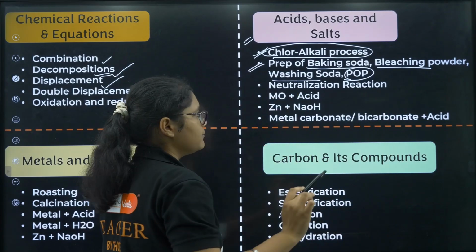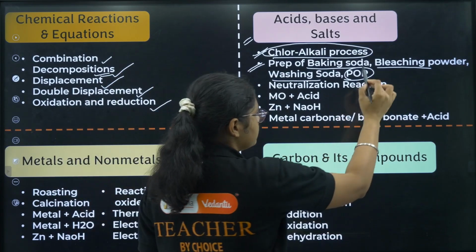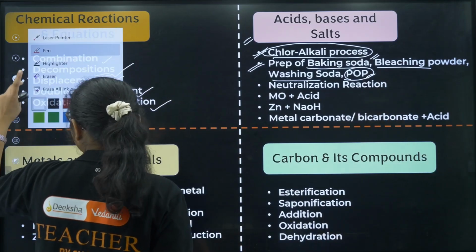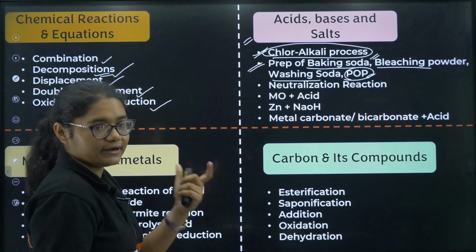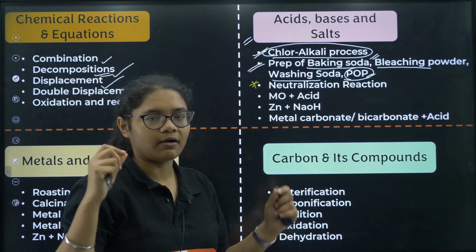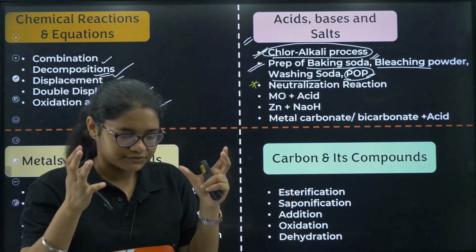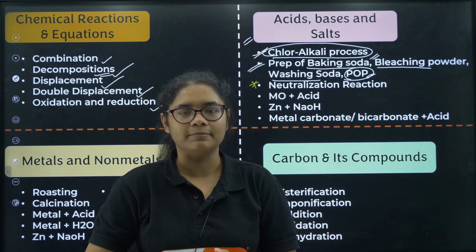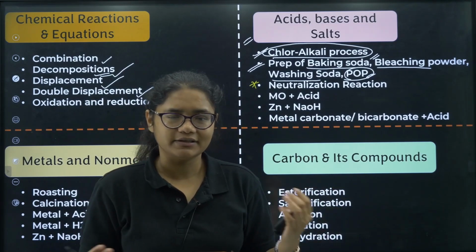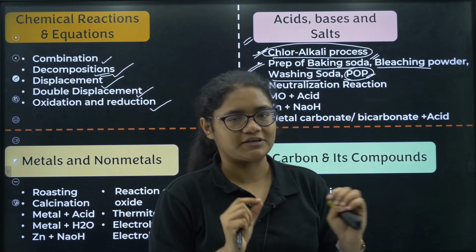These are also very important. Especially I will tell you baking soda and plaster of Paris are very important, and their uses are also asked. Next, coming to the neutralization reaction. This is, I can say, the core reaction, the heart of the whole chapter. If you have understood the neutralization reaction, then 80% of the reactions of this chapter are done.